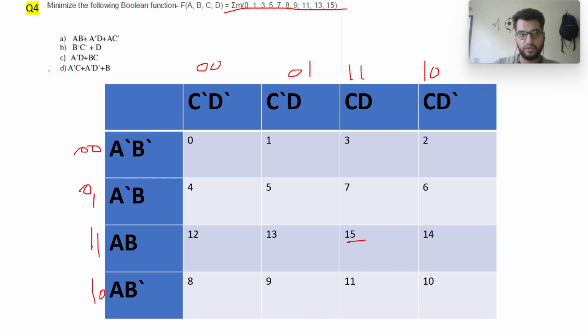So let's just check which option satisfies this. It's BC dash plus D, that's option B. So option B, that is BC dash plus D, is our correct answer.